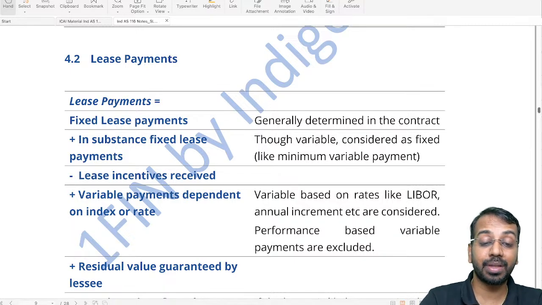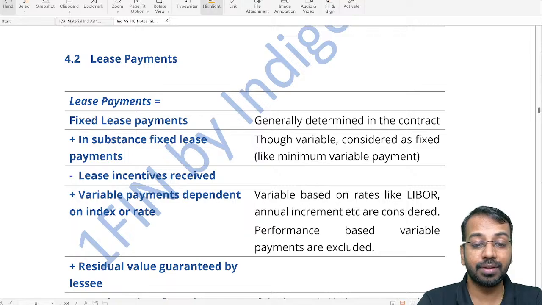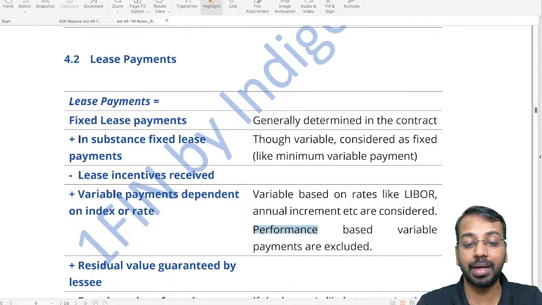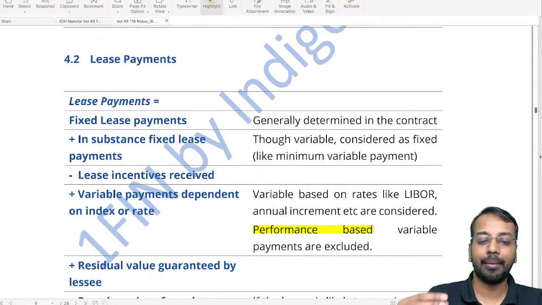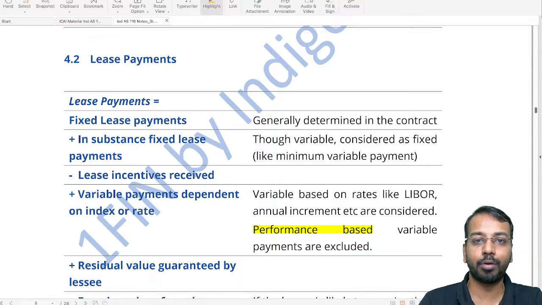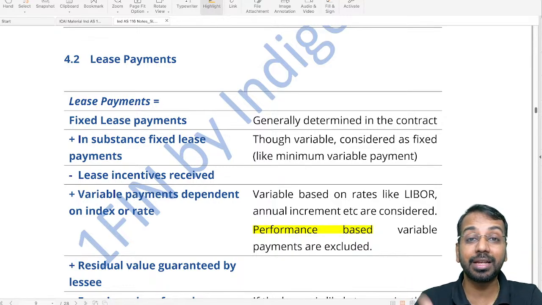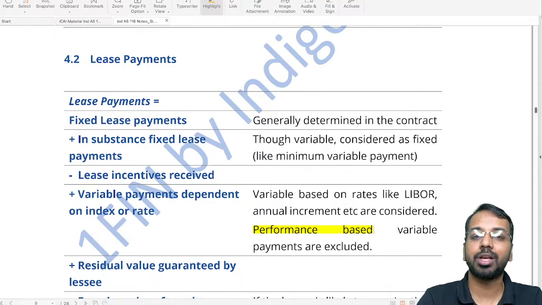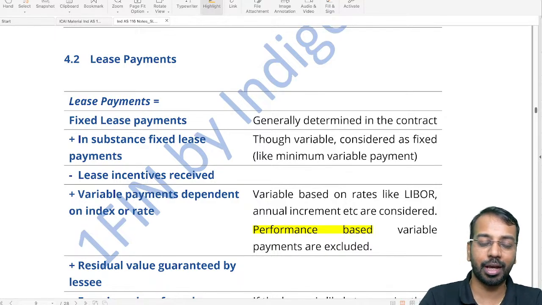But this is very important for us to understand: if it is performance based, and performance could be based on sales, output, or production, then the variable payments would not be included. So, very important: if variable payments are based on an index or a rate like LIBOR, that is included. If it is based on performance, production and all of that, that is not included.